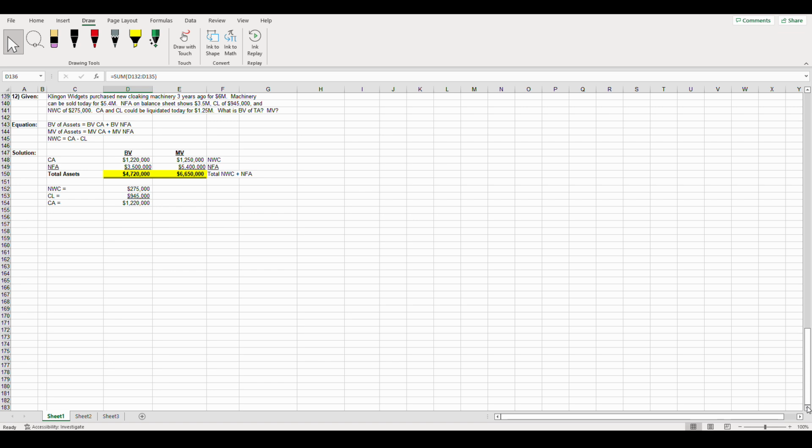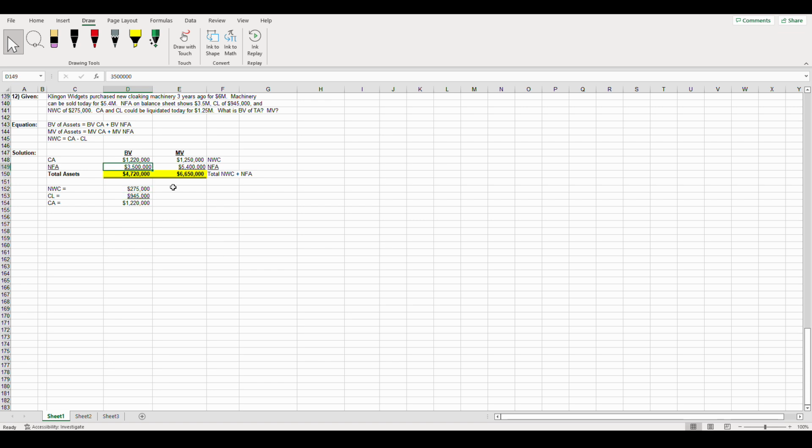So I create myself a little table with headers, book value and market value, and I list on the left side my current assets and my net fixed assets. And that will give me my total assets. For current assets, I have to calculate it actually, so I get down to the bottom, and the way I calculate current assets is by taking net working capital plus your current liabilities, and that's because net working capital equals current assets minus current liabilities. If I want to solve that equation for current assets, I have to add net working capital plus current liabilities, and I get an answer of $1.22 million.